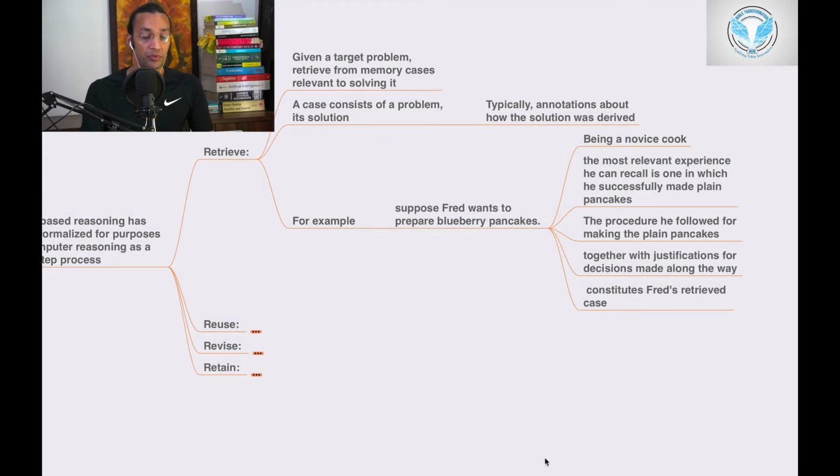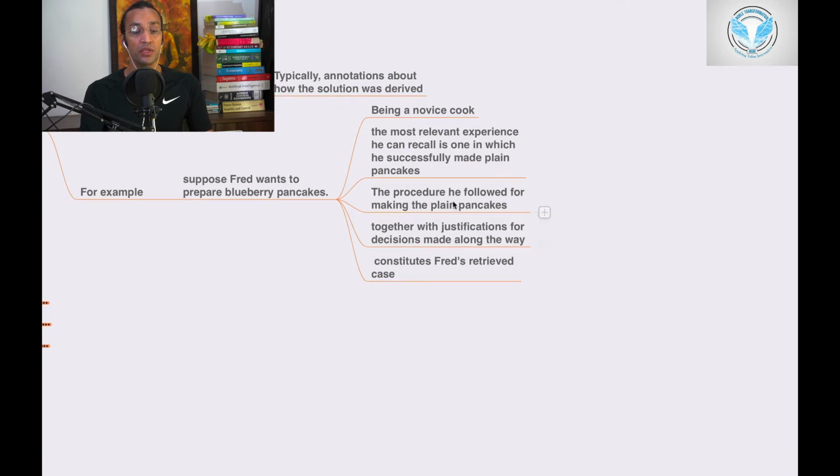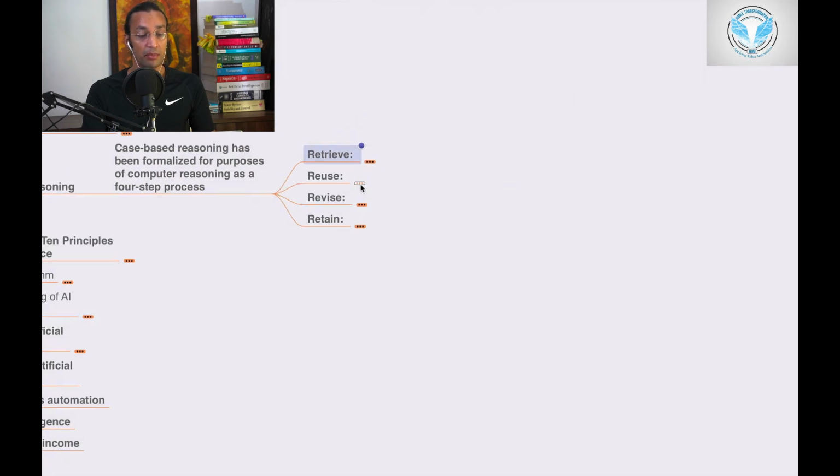Let's see an example of how it works. Suppose Fred wants to prepare blueberry pancakes. Being a novice cook, the most relevant experience he can recall is one in which he successfully made pancakes. The procedure he followed for making pancakes, together with justification for decisions made along the way, constitutes Fred's retrieved case. So this is how retrieval works. There's an example.